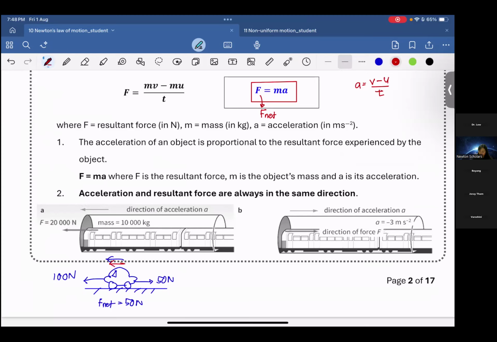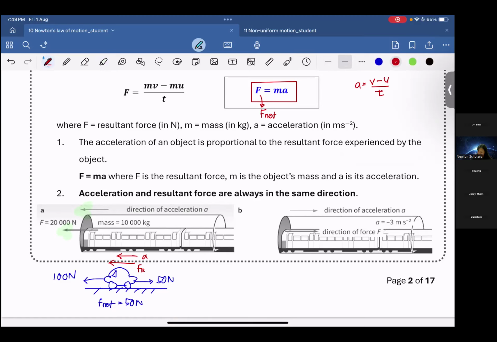So the car is facing to the left. Here it will be facing here, so your acceleration is also in this direction. Resultant force also here. So at here, using your highlighter, you highlight this direction. They are in the same direction. Move forward in the same direction.